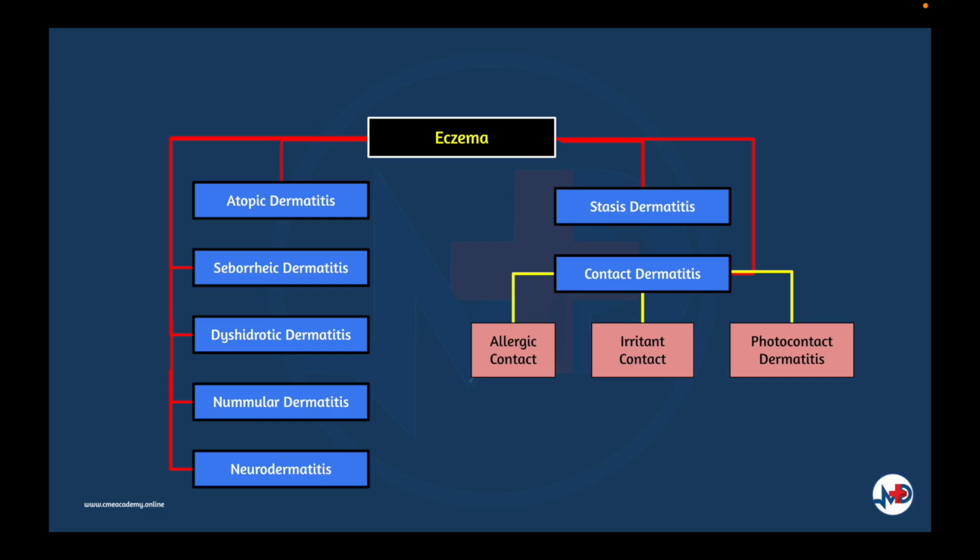So now let's take a look at types of eczema, which includes atopic dermatitis, which has been discussed in detail in the topic eczema, contact dermatitis, which is further classified into allergic contact, irritant contact, and photocontact dermatitis. Seborrheic dermatitis, also known as dandruff, dyshidrotic dermatitis, which commonly affects the hands and feet, nummular dermatitis as the skin lesions are coin-shaped, neurodermatitis where chronic itching and scaling occurs, and stasis dermatitis as the result of static veins.